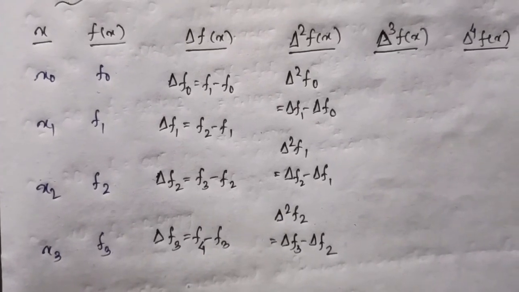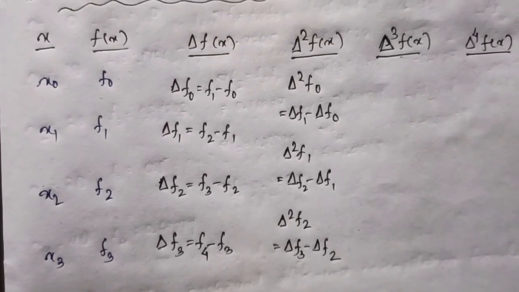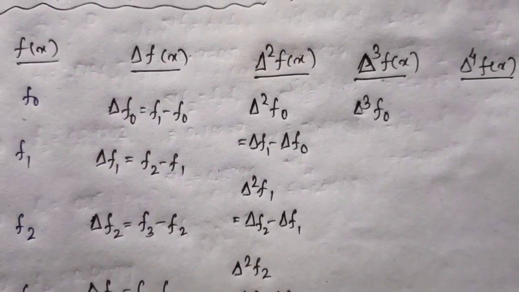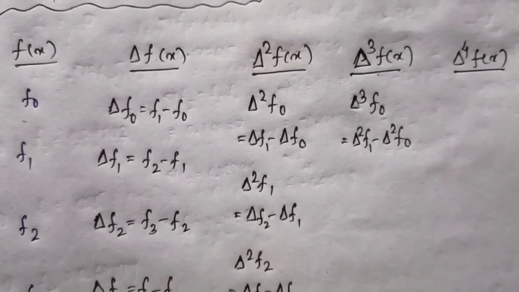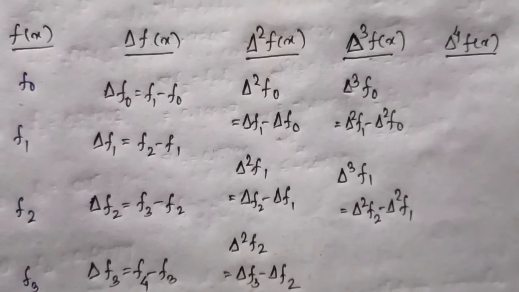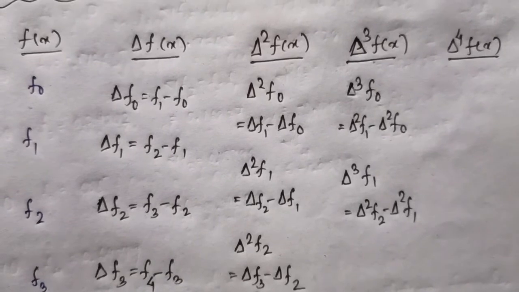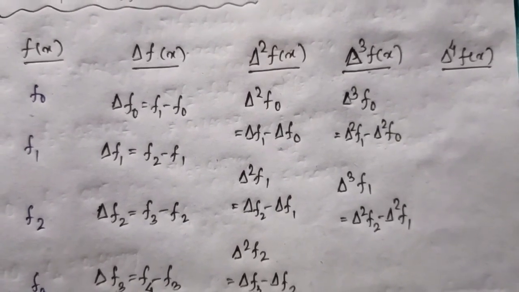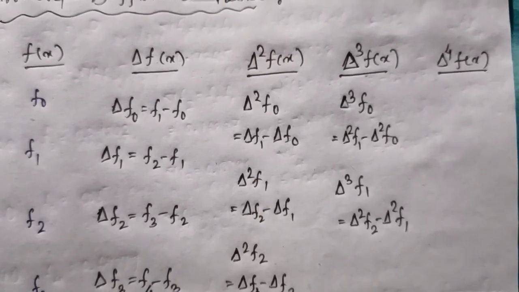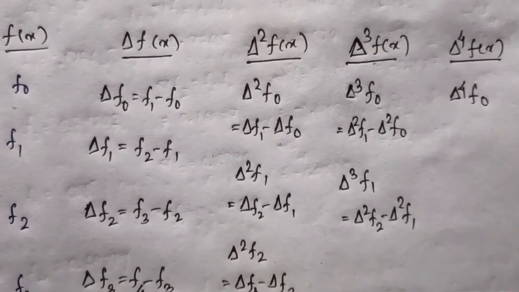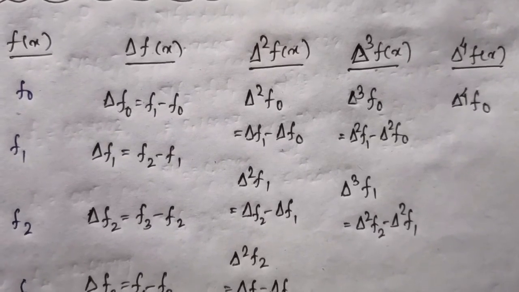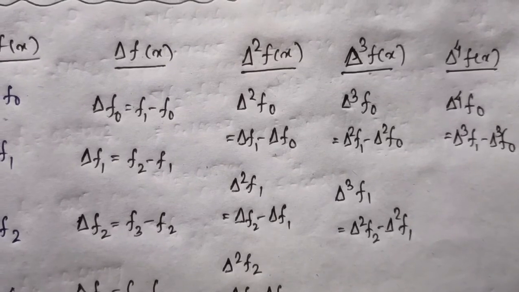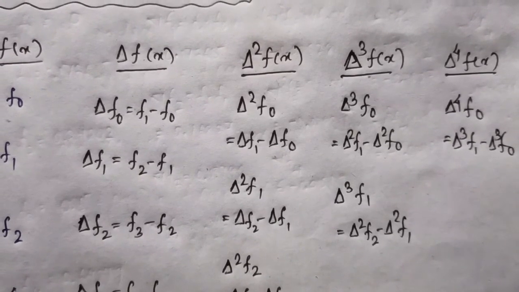Next the delta cube f of x column to find out. Here first find out delta cube f0, that is delta square f1 minus delta square f0. Similarly delta cube f1 is equals to delta square f2 minus delta square f1. Next the delta to the power of 4 f of x column to find out. Then that is delta to the power of 4 f0 is equals to delta cube f1 minus delta cube f0.